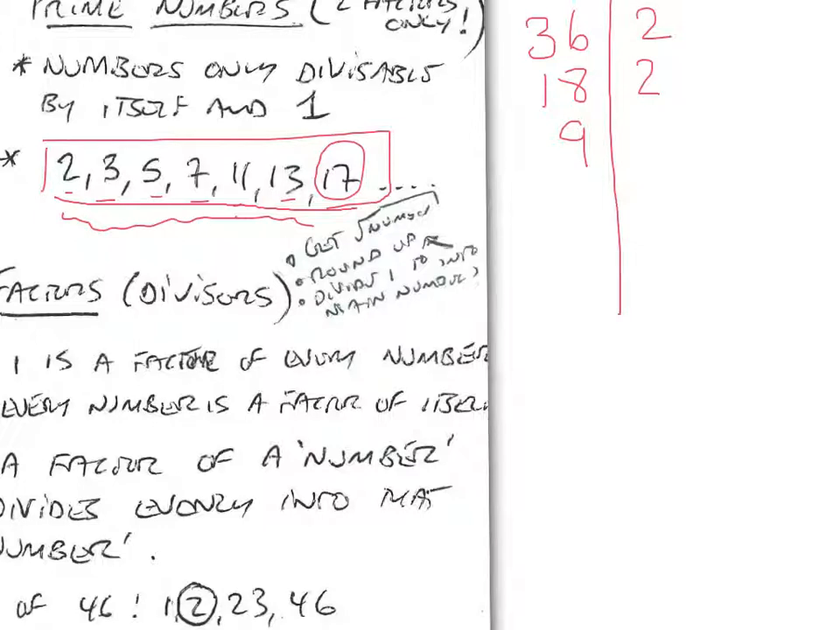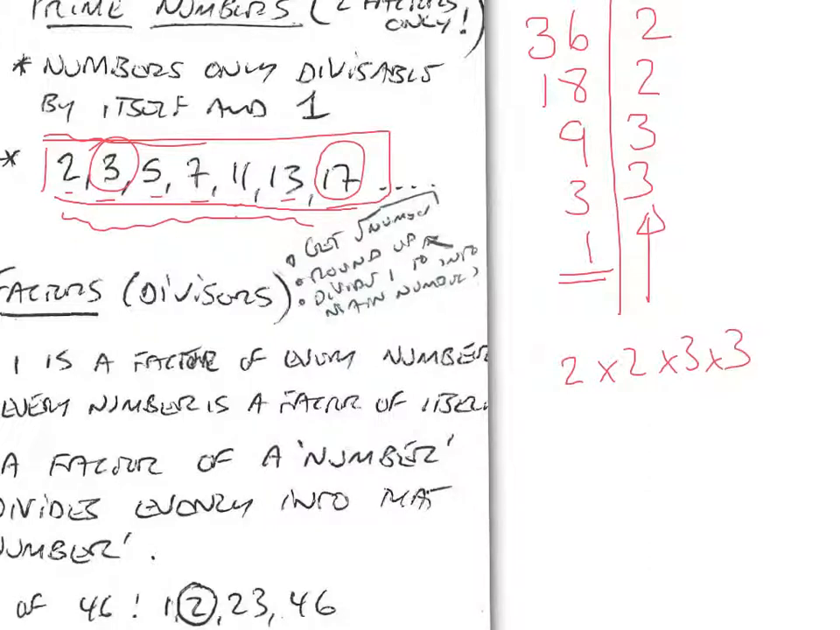I'm using numbers from this list here. 2 doesn't go into 9 evenly, but 3 goes into 9 3 times, and again 3 from this list goes into 3 once, and when I get to 1 I stop. And these numbers here, if I multiply them together, 2 times 2 times 3 times 3, are all prime factors of 36.